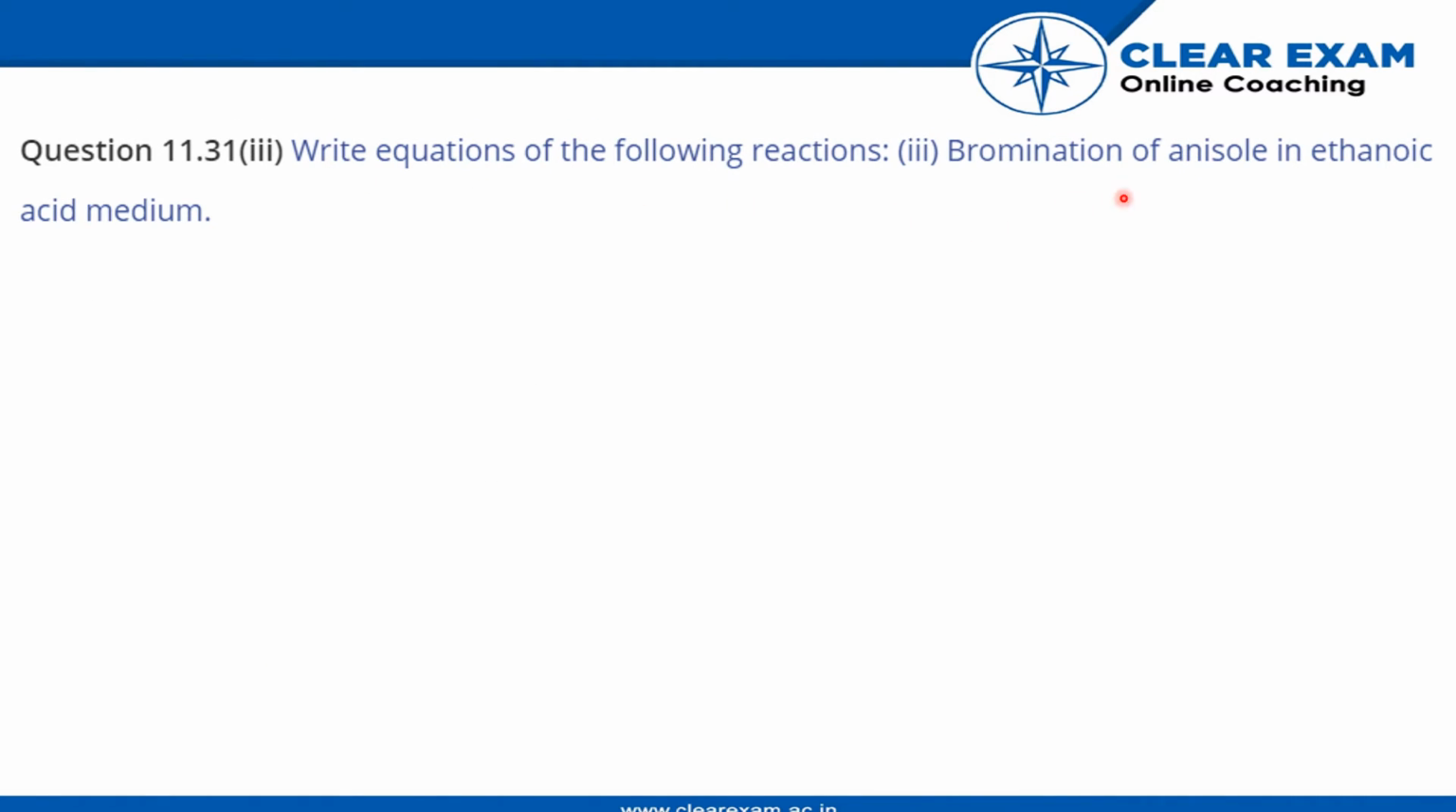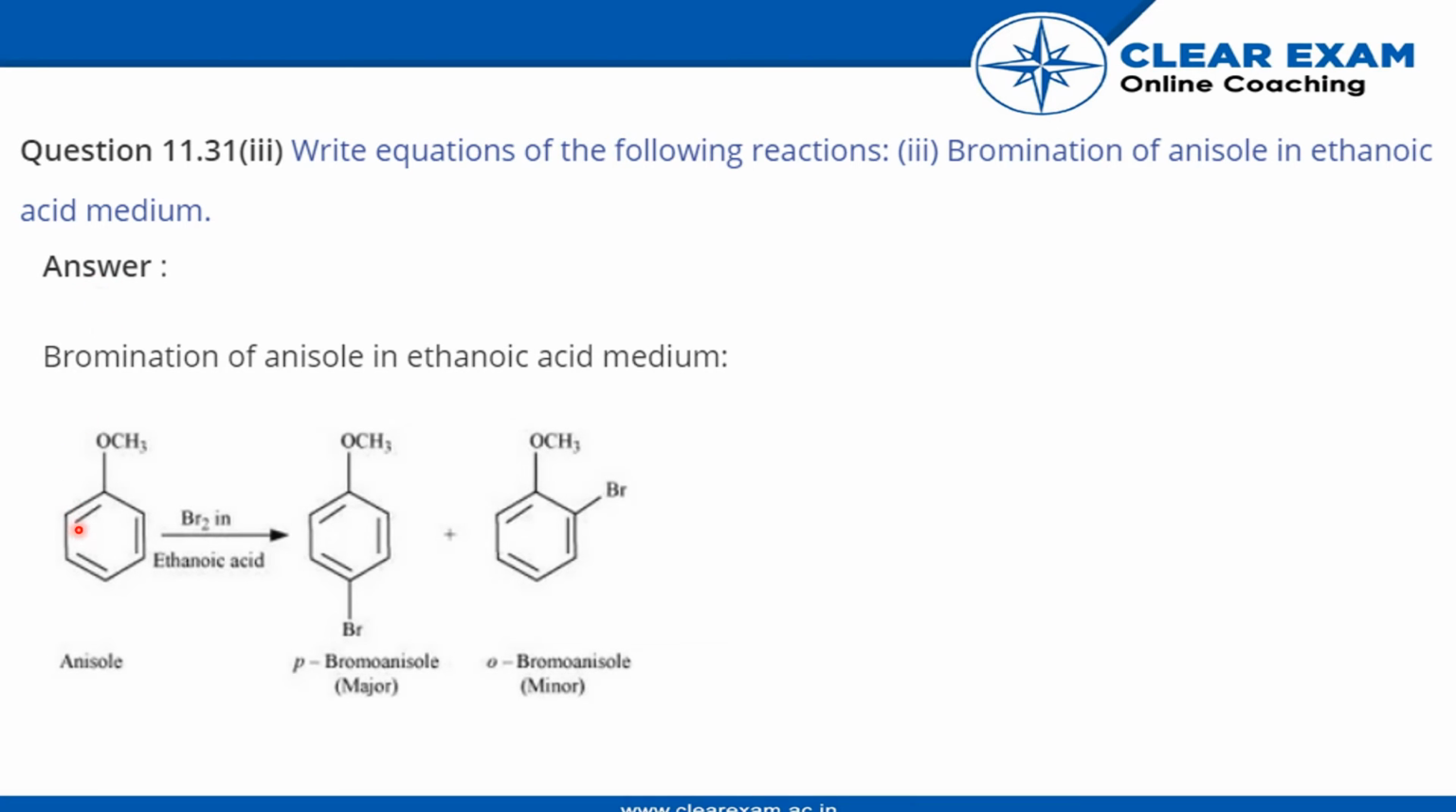Third is bromination of anisole in acidic medium. So this is anisole. It reacts with Br2 in an acidic medium. You will take ethanoic acid in this case. So again, it will form two different compounds. Again, the para product will be major in quantity, and the minor product will be ortho.